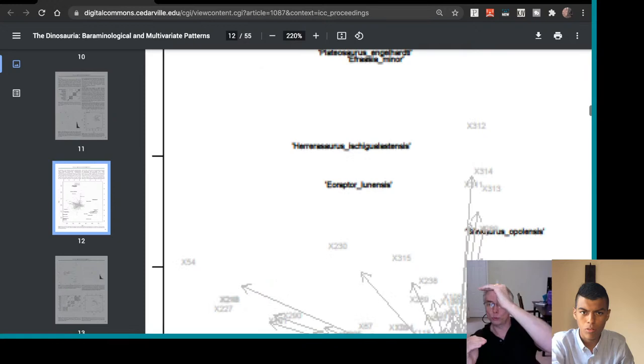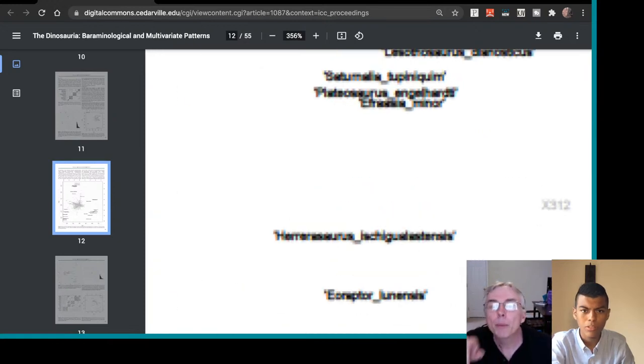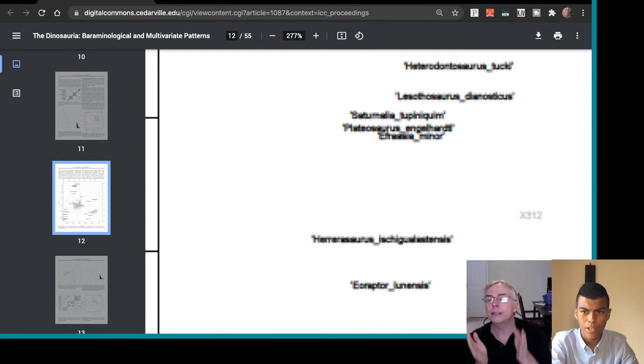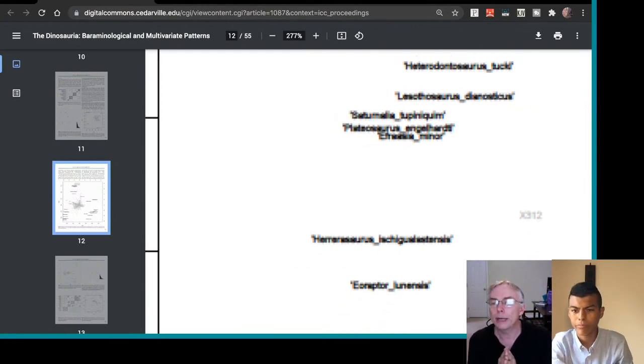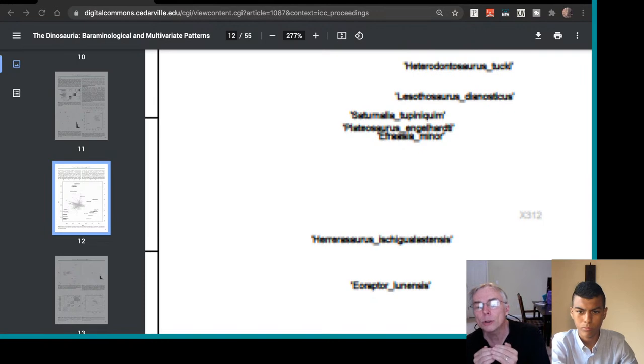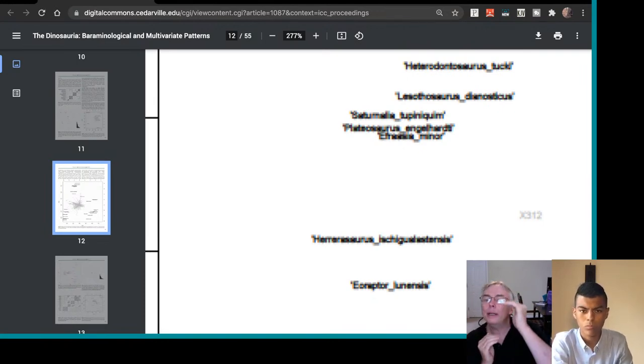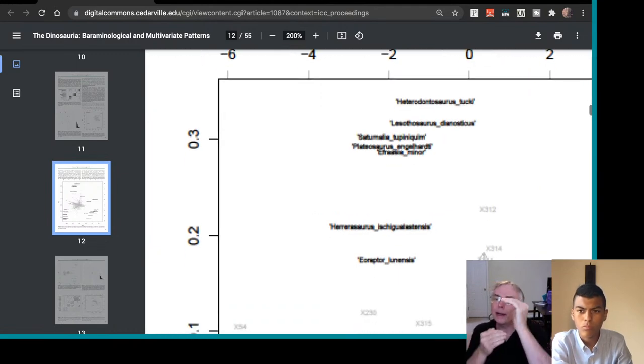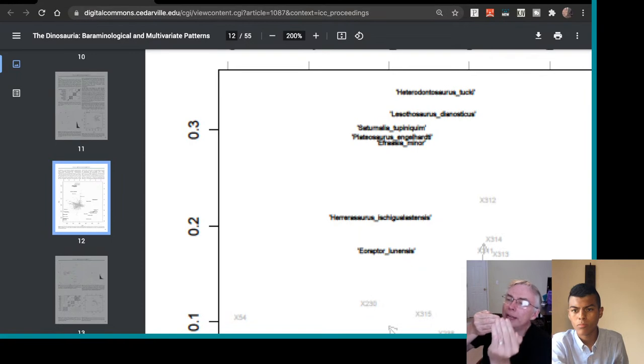Right. So let's take a look there. Where was Plateosaurus, there it is. It's up there? Yes. So it's a little bit farther away. This is a good example. You have a great example here. Herrerasaurus and Eoraptor are a bit closer together, but Plateosaurus looks like there's a little more distance there. But if you look at it in some ways, it looks a little more close together, right?